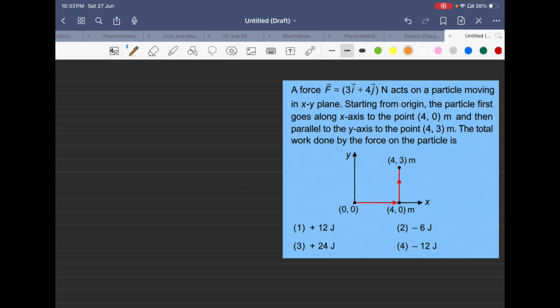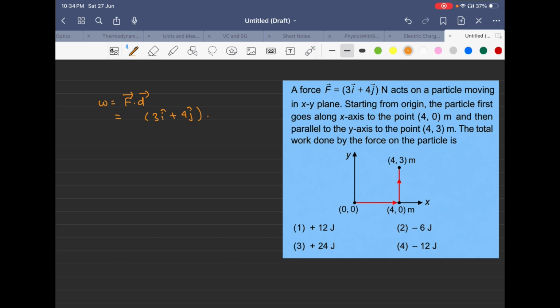So we can see here that F is our constant force. If F is a constant force, we can directly say force dot displacement will become equal to work done. So you can directly take the dot product. What is our force here? We have 3i cap plus 4j cap.